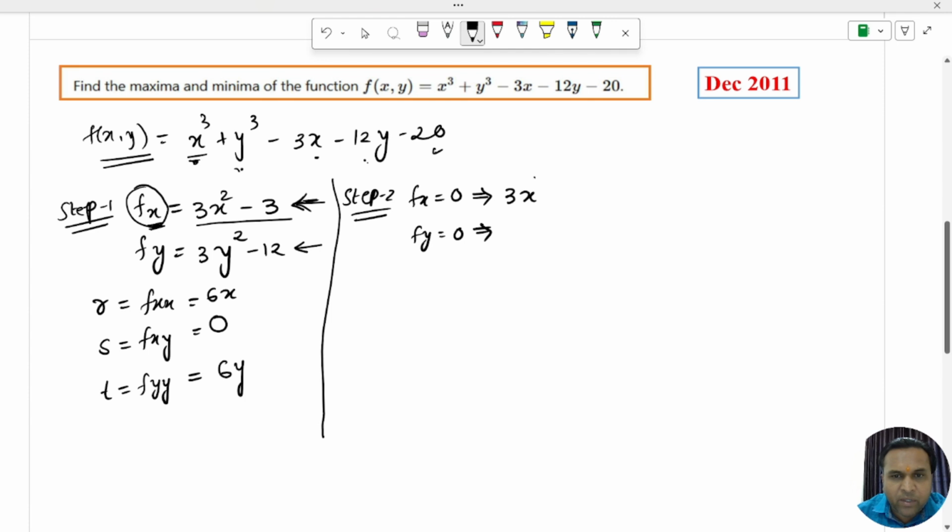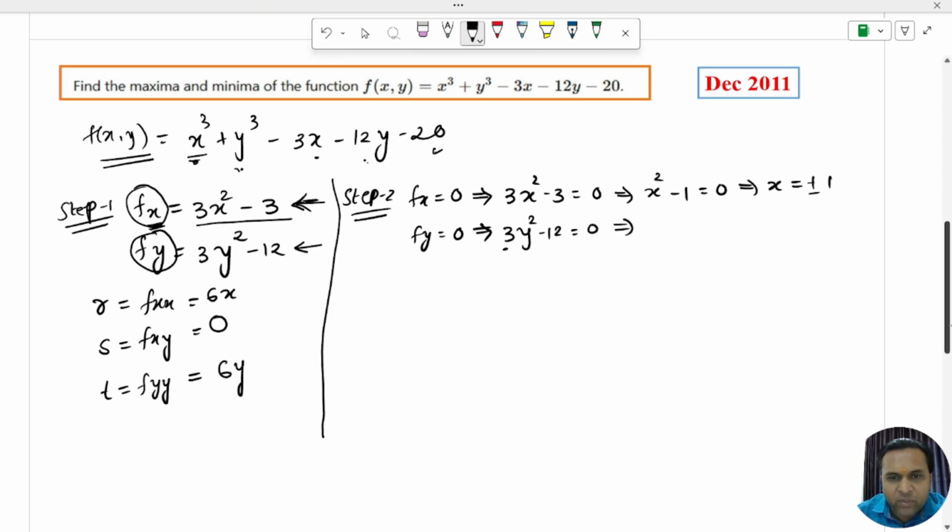So it becomes 3x square minus 3 equal to 0. If I am taking 3 common, it becomes x square minus 1 equal to 0. In that case, we have x equal to plus or minus 1. Similarly, you have to take fy equal to 0. This is your fy, so it becomes 3y square minus 12 equal to 0.